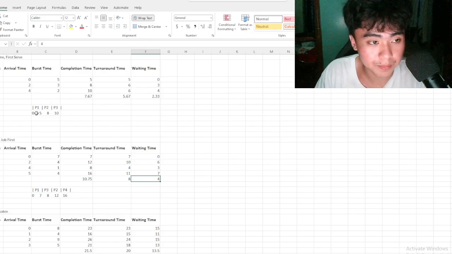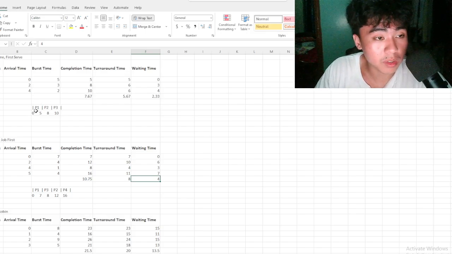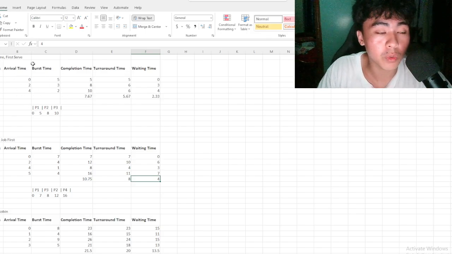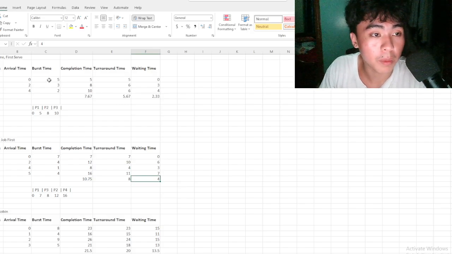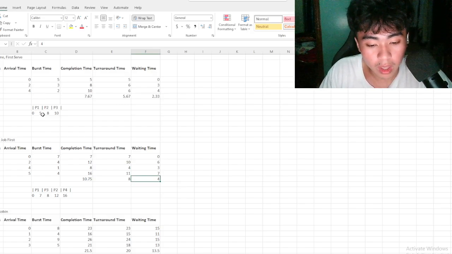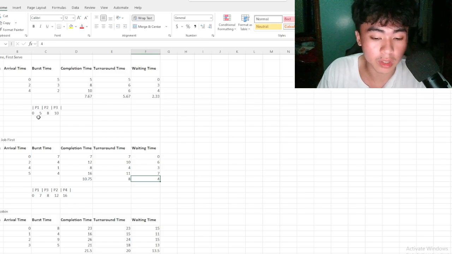So the Gantt chart, since P1 starts at 0, we are going to begin with P1. The burst time of P1 is 5. So 0 plus 5, since it starts at 0 and runs for 5 units.